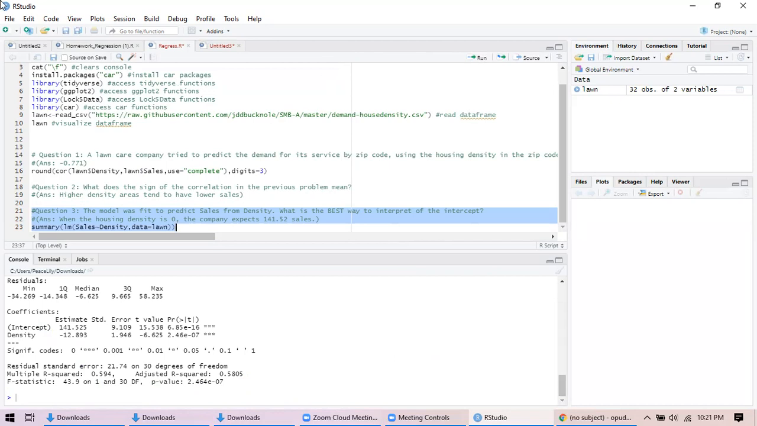So for this one, what did it give you? It gave you something, right? It gave you two things. Okay, so let me see here. What's the best way to interpret the intercept? And you're looking at summer sales intensity. The intercept is right here. That's the intercept.